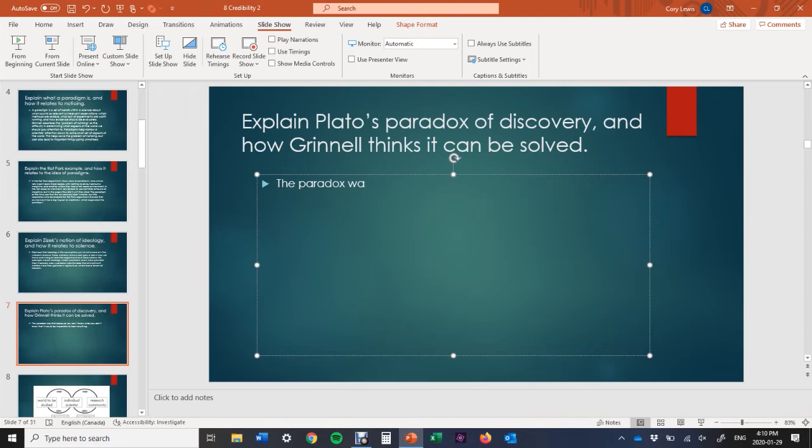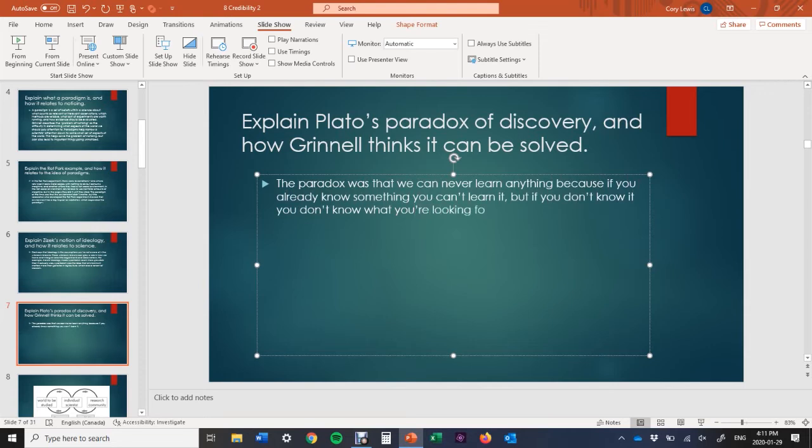So how about, it was that you can never learn anything because, why did he think you can never learn anything? Yeah. Because if you already know something, then you already know it, so you can't search for something you already know. And then if you don't know something, you don't know what you're looking for, so you can't try and find it. Good. That's perfect. Yeah. Did you say learning new stuff was just us remembering stuff we forgot? That's right. Very weird view of knowledge.